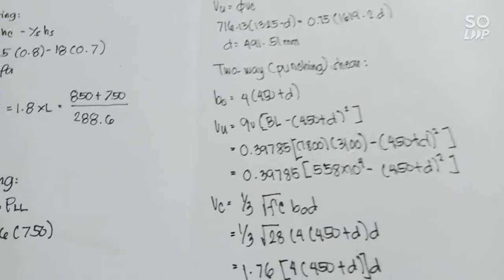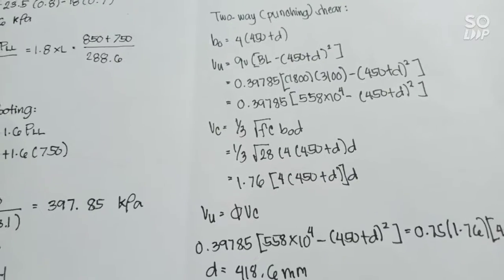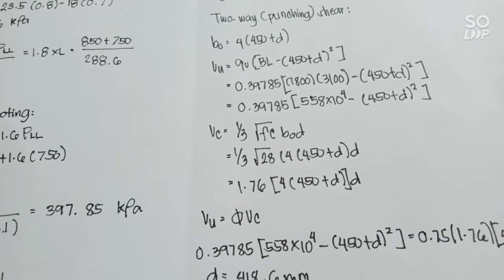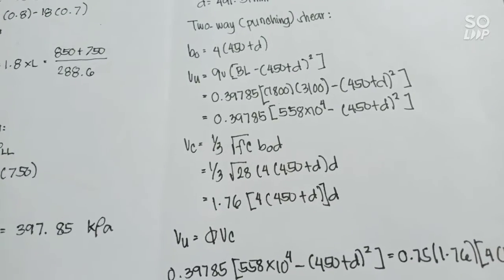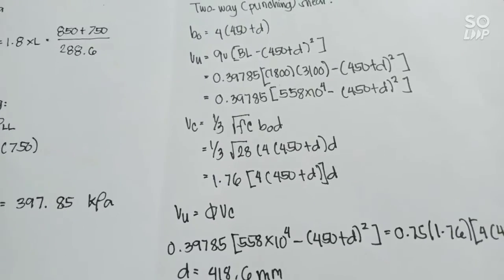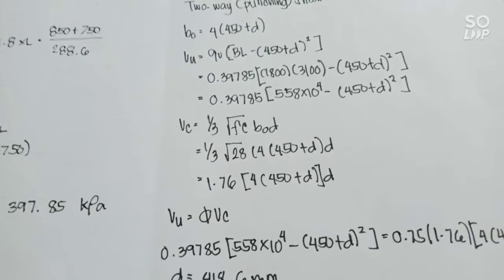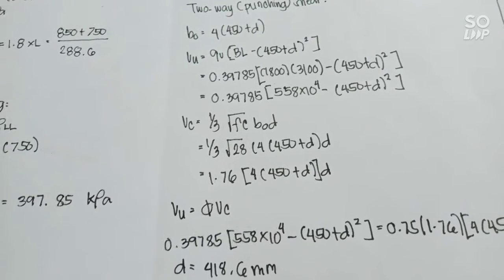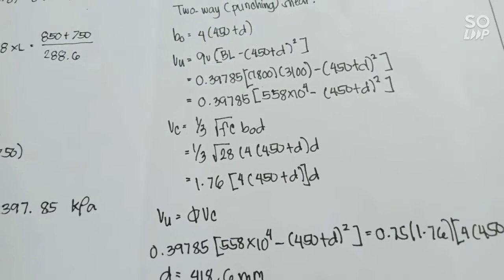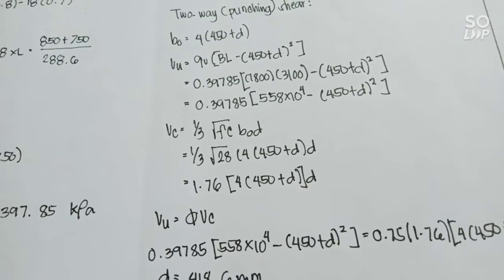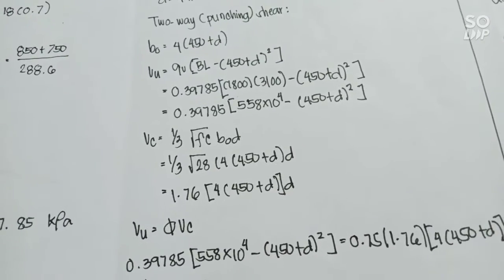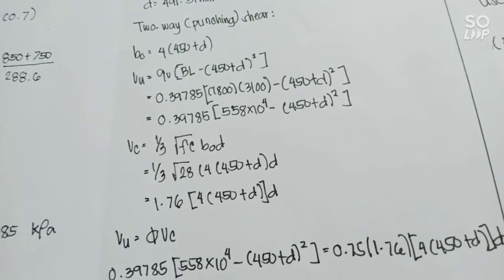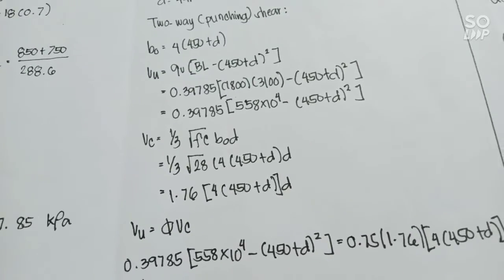So we proceed to the shear strength, which has the formula of 1/3 times the square root of the compressive strength times the BO d. So equate 1/3 times the square root of 28, f'c, times the BO, which is 4 times 450 plus d, times d. So our VC is equal to 1.76 times 4 times 450 plus d times d.